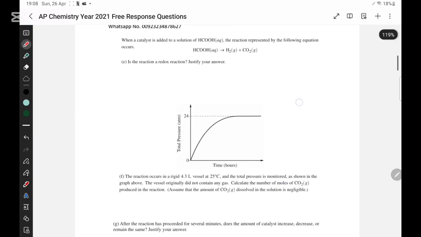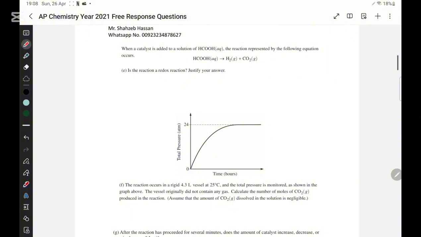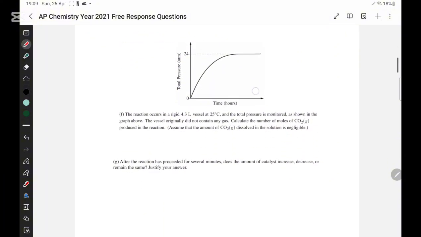So in the next question they are saying when a catalyst is added to a solution of HCOOH, the reaction represented by the following equation occurs. Is the reaction a redox reaction? Justify your answer. So when hydrogen is combined with any other element except group 1 metal hydrides, it is going to have an oxidation state of +1. Hydrogen here is present in elemental form, so its oxidation state is 0.